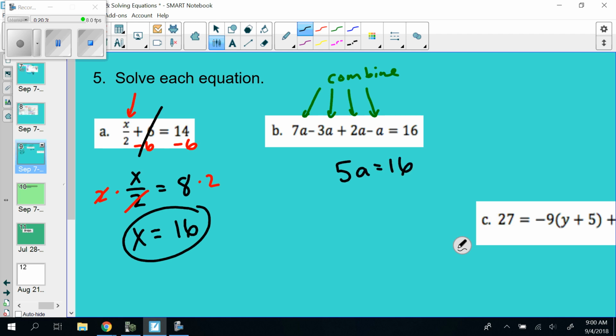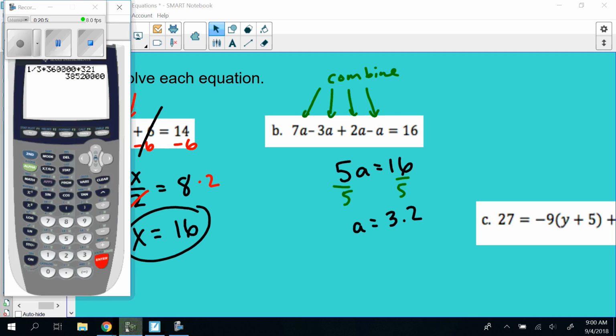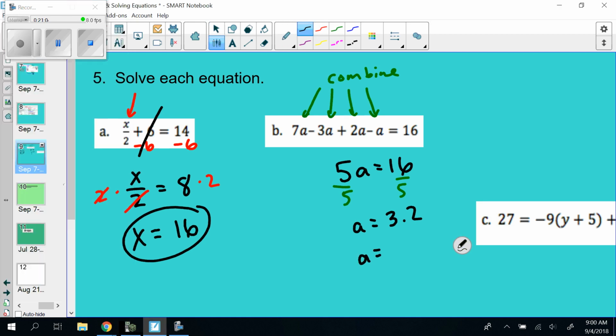Now this becomes a one-step equation that's pretty easy to do. Divide both sides by 5 to get our solution. And so we find out here that a is equivalent to 3.2. And you could get that on your calculator just by dividing 16 by 5. You could also write this as a fraction, because sometimes on tests like the ACT, they'd be fractions, so then you just write it as 16/5. So either of these two would be acceptable answers.